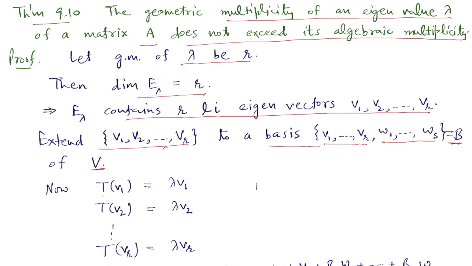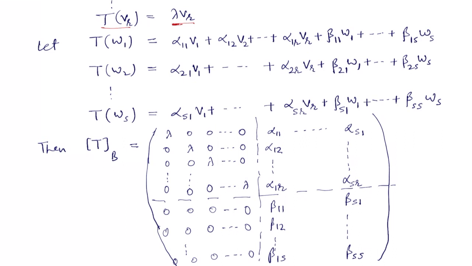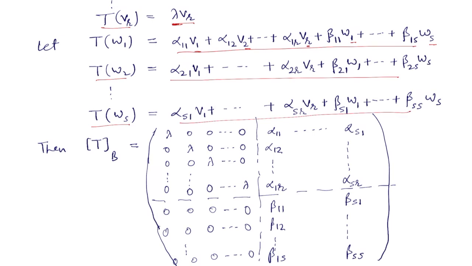Now T of V1 is lambda V1, T of V2 is lambda V2, and T of Vr is equal to lambda Vr, because all these are eigenvectors corresponding to the same lambda. Now T of W1 is again a vector in V. So we can write T of W1 as a combination of V1, V2, ..., Vr, W1, W2, ..., Ws. We are supposing this is equal to this, T of W2 is this, and T of Ws is this. So the matrix of T under this basis B is equal to this.